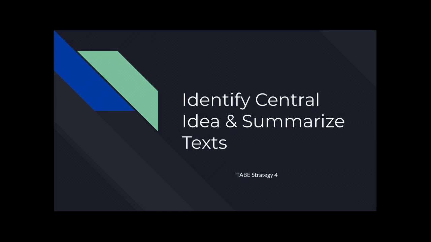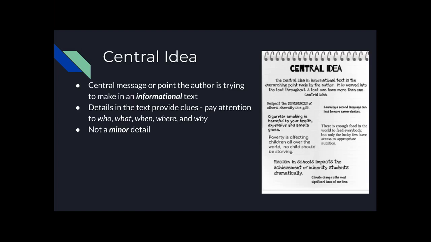Identify central idea in summarized texts. The central idea is the main point or the central message that the author is trying to make in an informational text. So we're going to look for clues within the details of the text. We want to pay attention to the who, what, when, where, and why of the text. By looking at those, we will be able to determine what the author's central idea is.